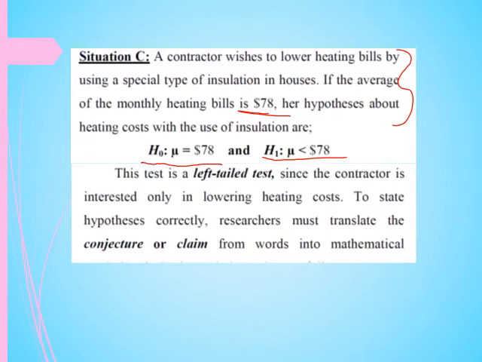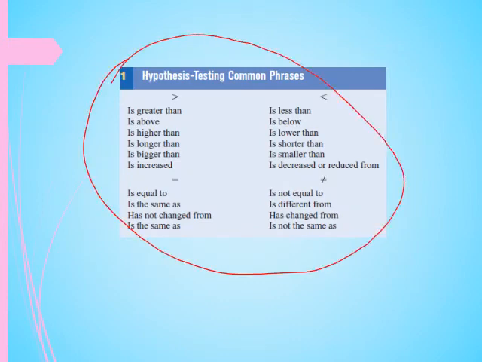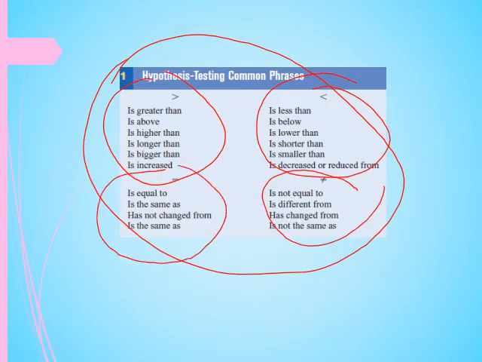Since the contractor is interested only in lowering the heating cost, we state the hypothesis as a one tail test, a left tail test. It is a left tail test because it's a less than sign in the alternative hypothesis. Here, the researchers must translate the claim from words into a mathematical form for H0 and H1. By using this table, we can translate the situations, examples, or exercises given to decide the type of the test: right tail test, left tail test, or two tail test. And this is for the equal sign for the null hypothesis.